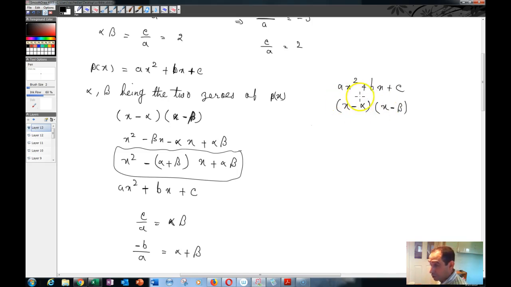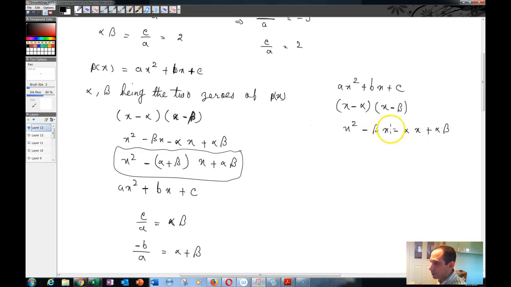Okay, so now that you have your polynomial written in the factorized mode, that means that you are multiplying two factors together in order to get to your polynomial. Now if you actually multiply these together, you'll get x times x is equal to x squared, and then negative beta times x, and then negative alpha times x, and that is plus alpha beta.